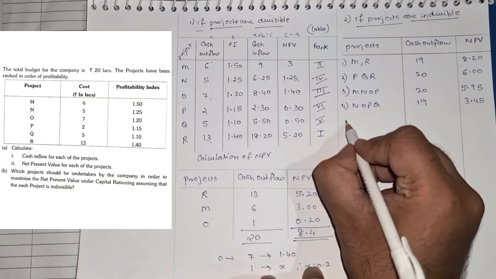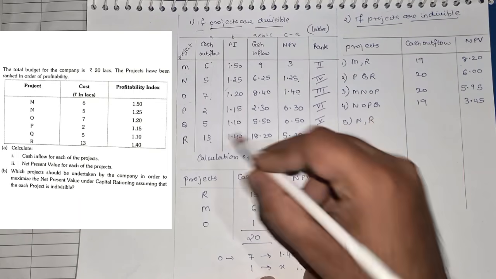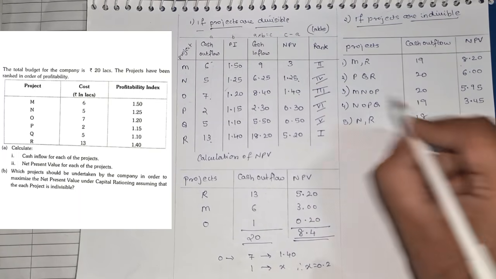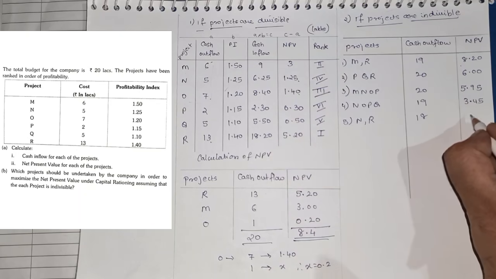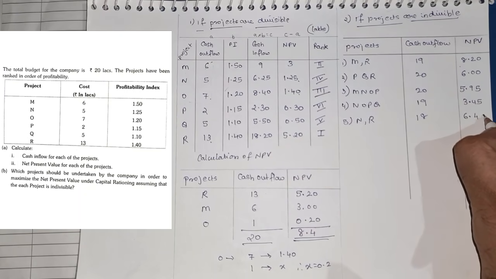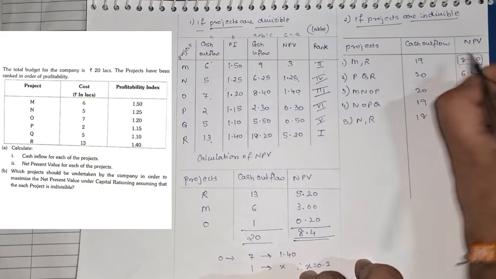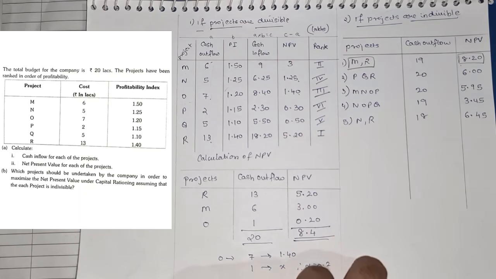If I take N and R together, that is 13 plus 5, which gives me 18 lakhs. But 5, 6, I'll get 6.45, which is less than the very first alternative that we had got of 8.20. So even if I try any other, I don't think we will get anything beyond 8.2 lakhs. So here our highest NPV is 8.2 and the projects that we selected were M and R.